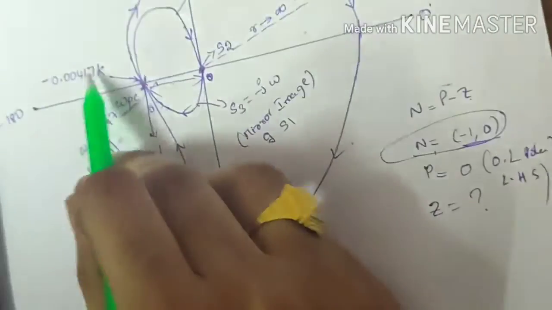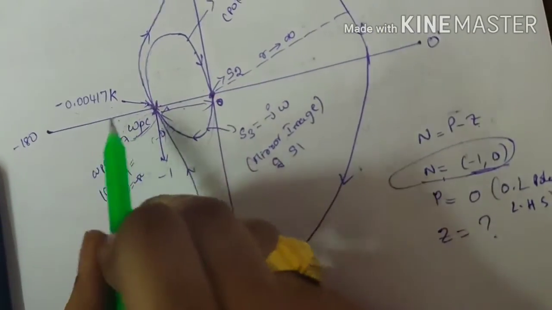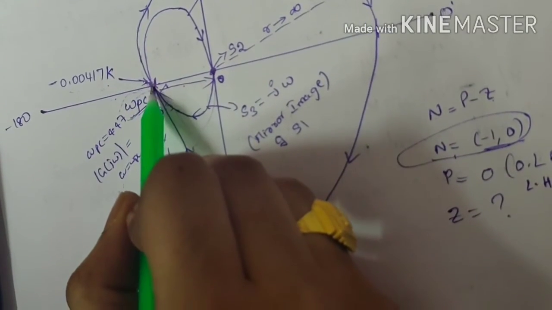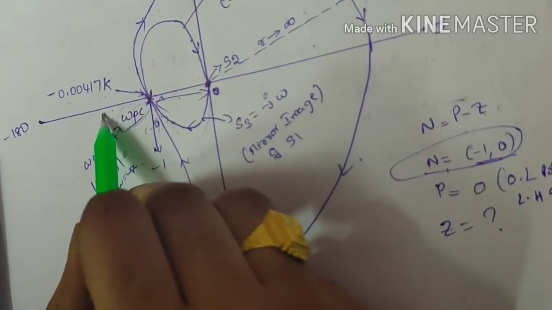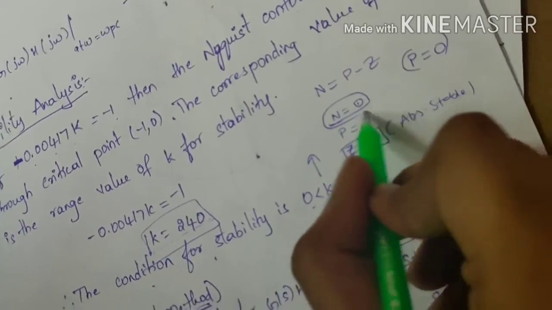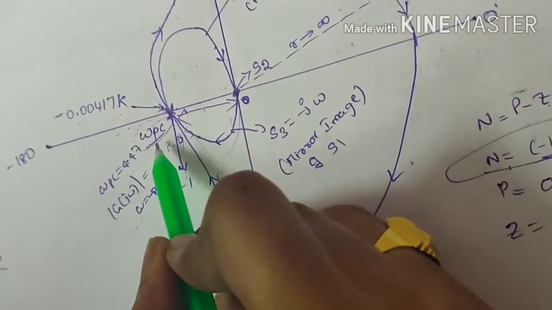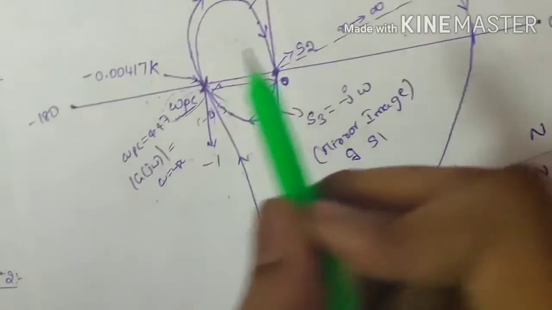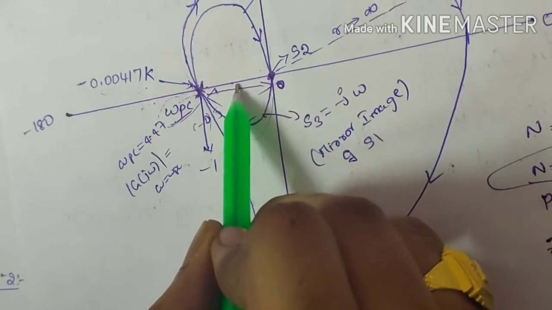Why? Because if I take a value of k less than 240, suppose 230 or 220, then we observe that the minus 1 comma 0 point lies outside the circle. If it lies outside the circle, the number of encirclements n will be 0. If n is 0 and p is 0, then z will be 0 and the system will be absolutely stable. But if you take k greater than 240, then the minus 1 comma 0 point lies inside the circle.